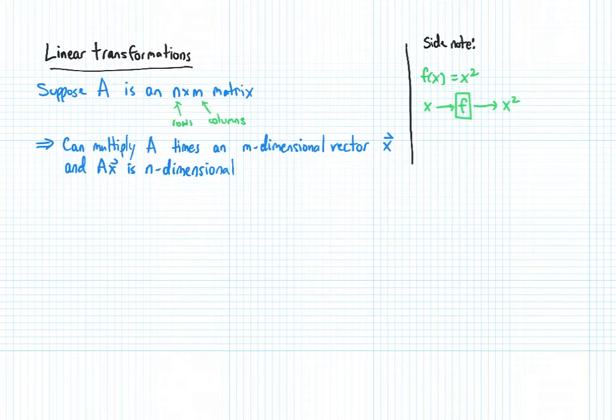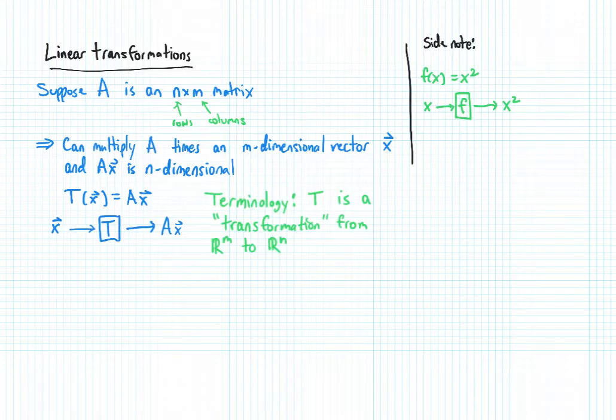So going back to the linear algebra, we can use this matrix A to build a similar sort of process. We'll call it T, that takes the vector x as input and produces the vector A times x as output. One thing that's a little bit different from the functions we were looking at is that the inputs and outputs might be different from each other, because the inputs are m-dimensional vectors and the outputs are n-dimensional vectors. So the terminology is that T is a transformation from Rm to Rn.